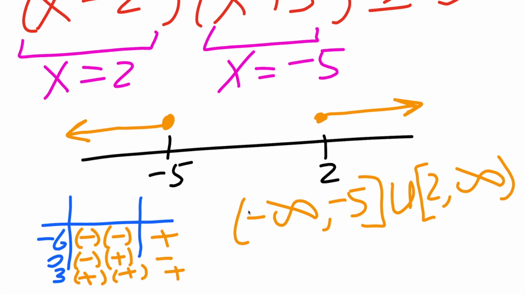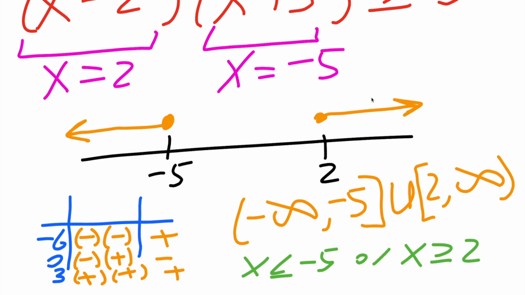You could also write it another way. You could also write it as x is less than or equal to -5, so this thing right here, or x is greater than or equal to 2, this piece right here. And that's pretty much it to solve quadratic inequalities and graph it.